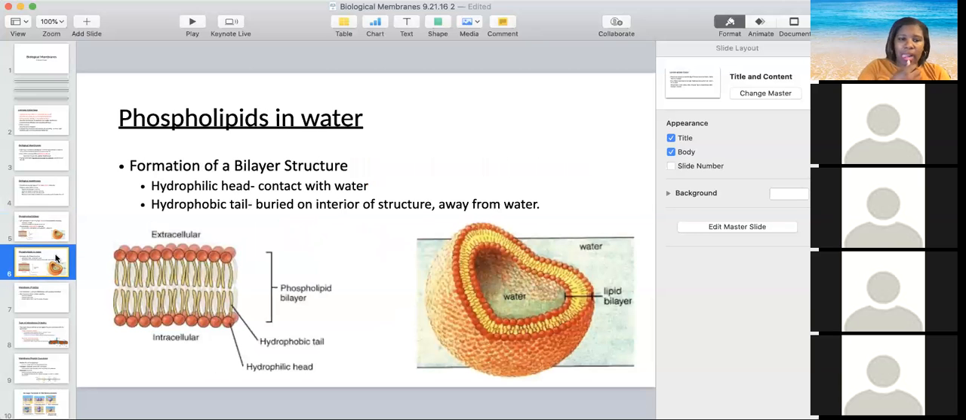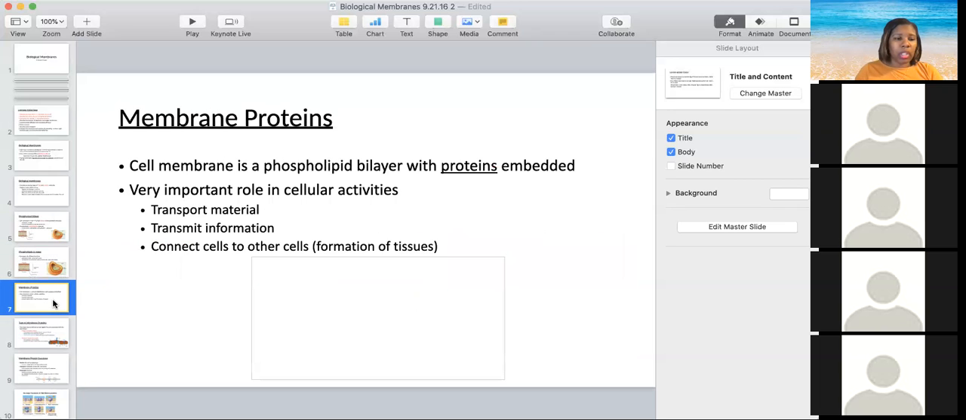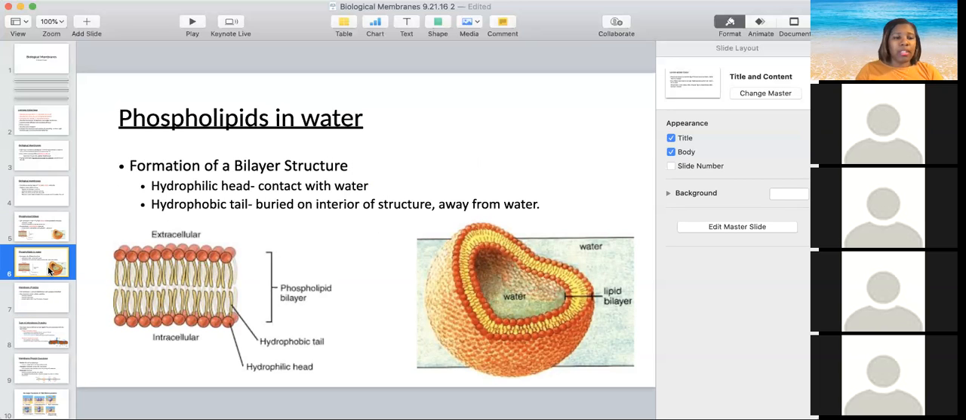Okay, so I talked about the phospholipid being an amphipathic molecule where we have the hydrophilic heads. Okay, it is the head regions of the phospholipids that come in contact with water, while the hydrophobic tails are tucked or are congregating together in the middle of the structure, buried on the interior away from water. And so that's the lipid part of the cell membrane.